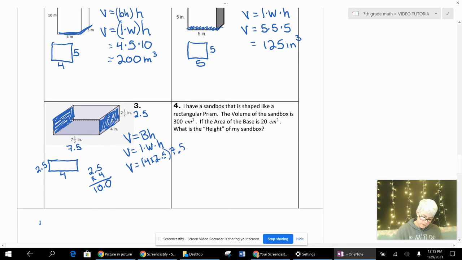Having some technical difficulties, I apologize. We already did the 2.5 times 4, which is 10. And then 10 times 7.5 is 75 inches cubed. Again, with the volume of a rectangular prism or a cube, it really doesn't matter the order that you multiply those three numbers in. All right, let's look at the next one.